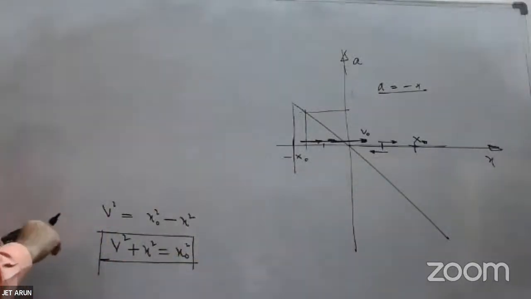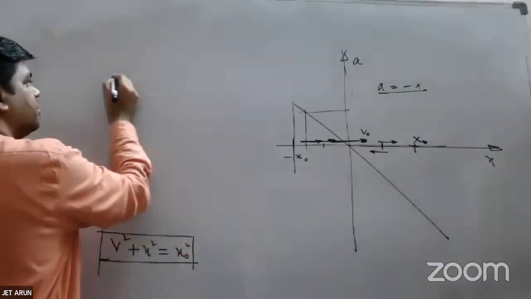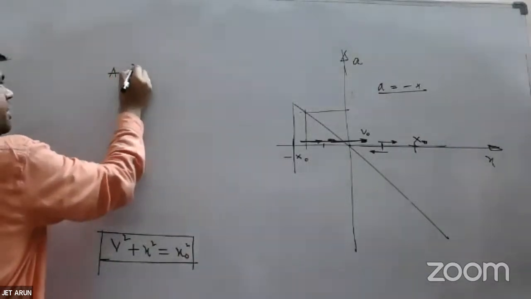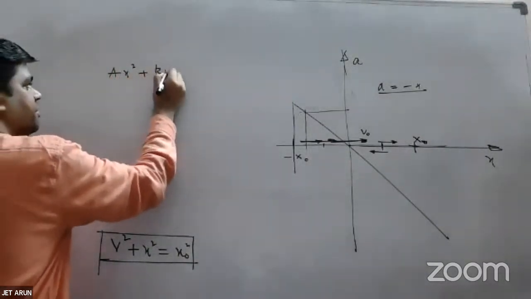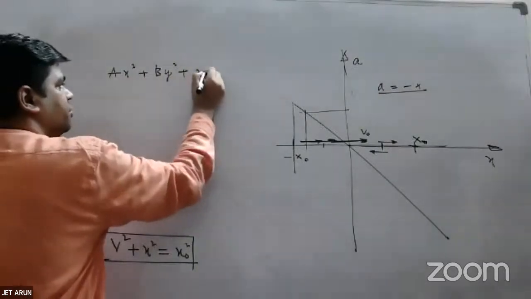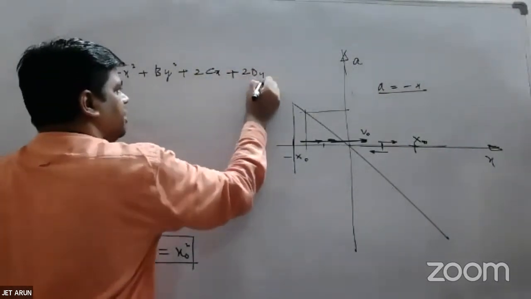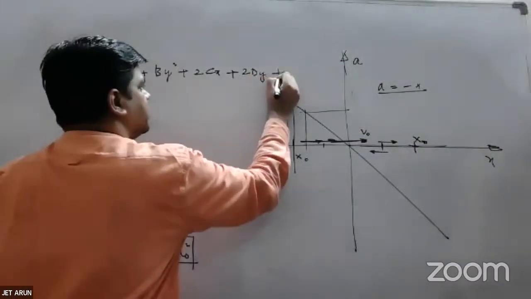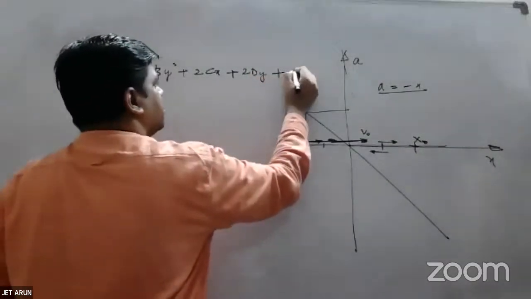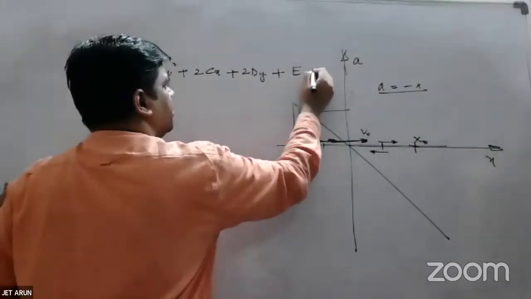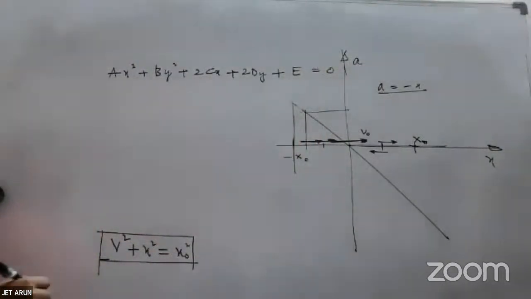All right. Now look at this. I've got... Sir, how does it become a circle? What will my equation look like? Conic equation: ax square plus by square plus 2cx plus 2dy plus e equal to 0. This is the equation of a conic.